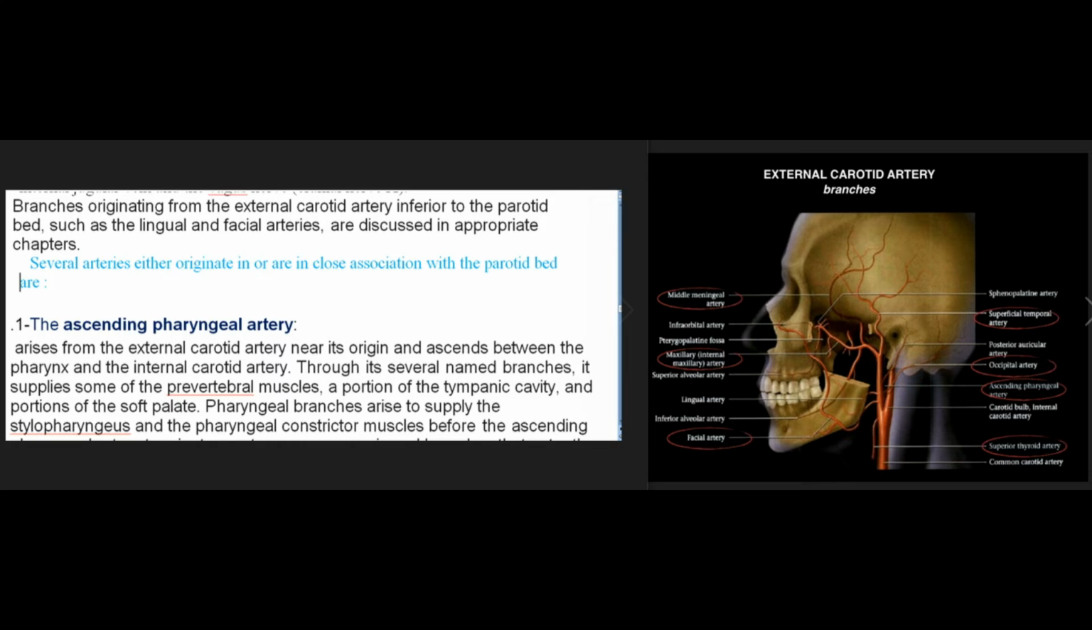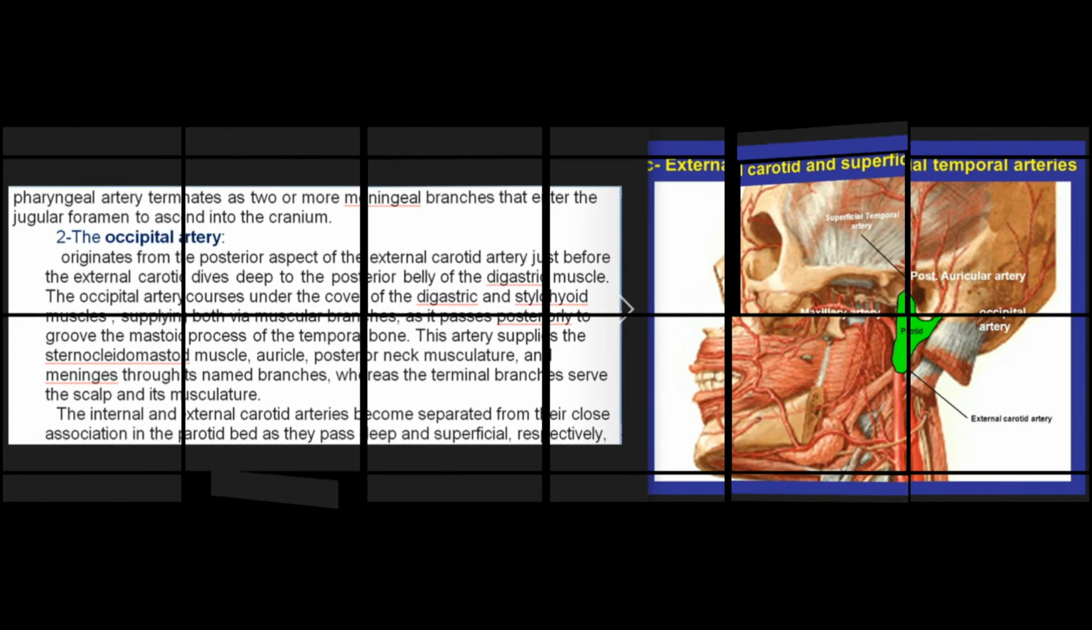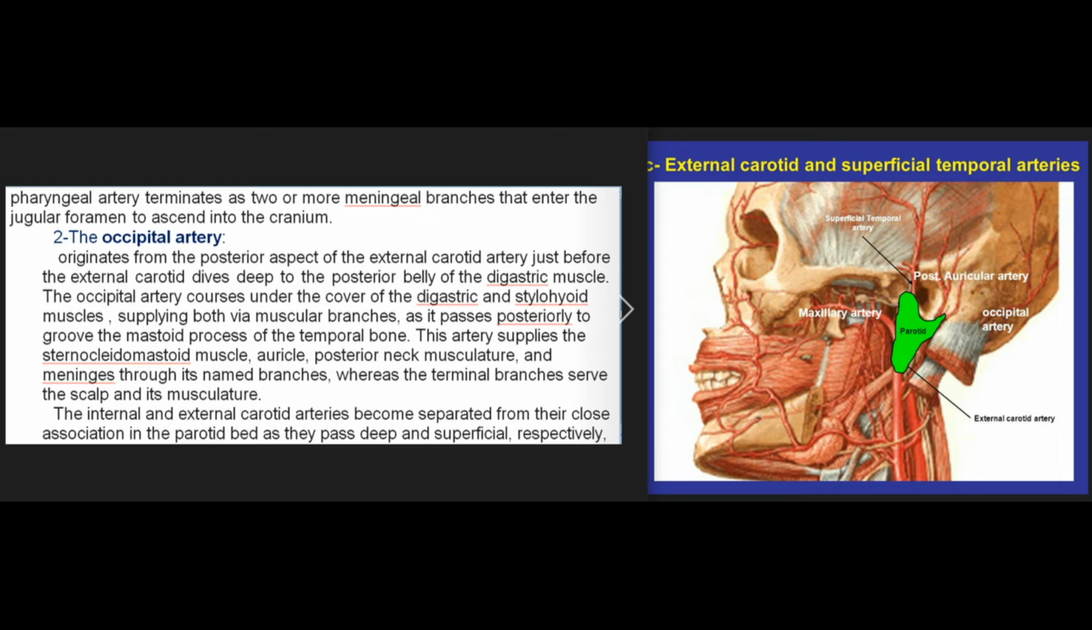The ascending pharyngeal artery arises from the external carotid artery near its origin and ascends between the pharynx and the internal carotid artery. Through its several named branches, it supplies some of the prevertebral muscles, a portion of the tympanic cavity, and portions of the soft palate. Pharyngeal branches arise to supply the stylopharyngeus and the pharyngeal constrictor muscles before the ascending pharyngeal artery terminates as 2 or more meningeal branches that enter the jugular foramen to ascend into the cranium.